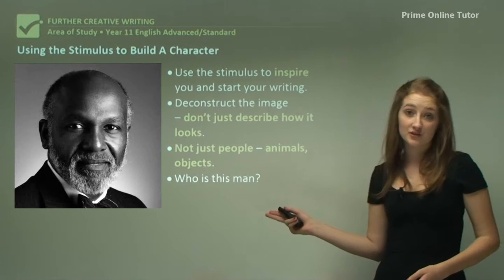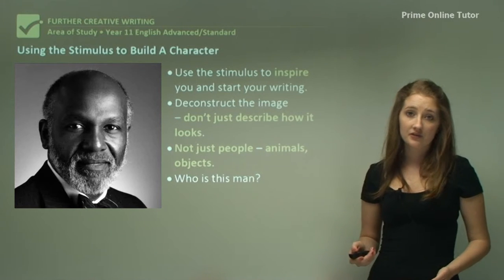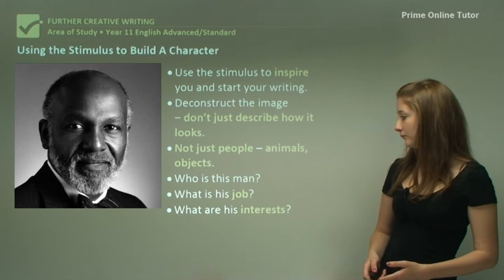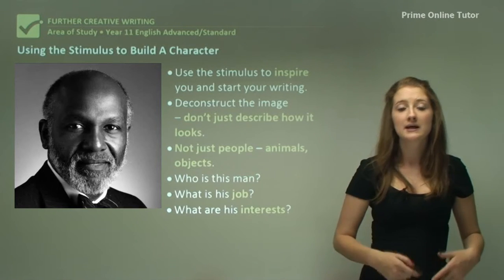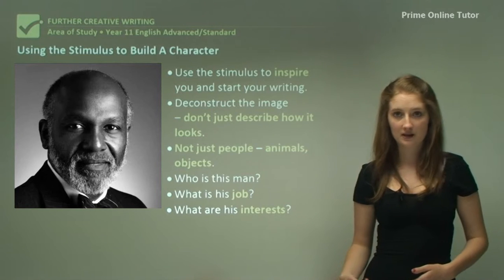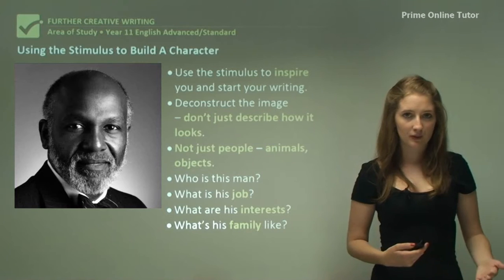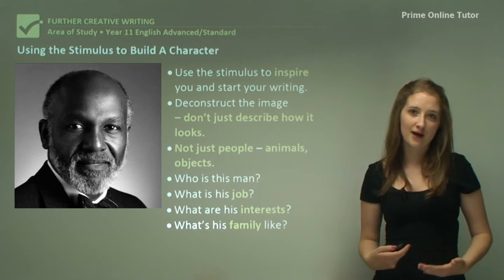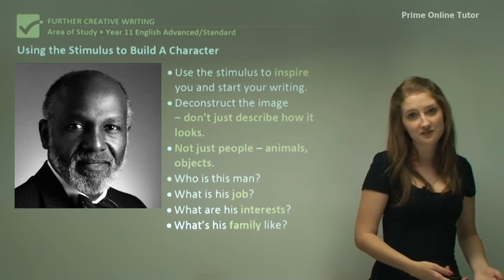So if we look at this picture, for example, we're not just saying he has brown eyes, we're asking, who is this man? What is his job? What are his interests? These sort of questions get your mind flowing, get you asking yourself, who is this character? How can I relate it to my area of study? What's his family like? So perhaps if your area of study was belonging, you could use an exploration of this man's family to represent belonging to a family. Things like that which really get you thinking about the area of study at a deeper level.